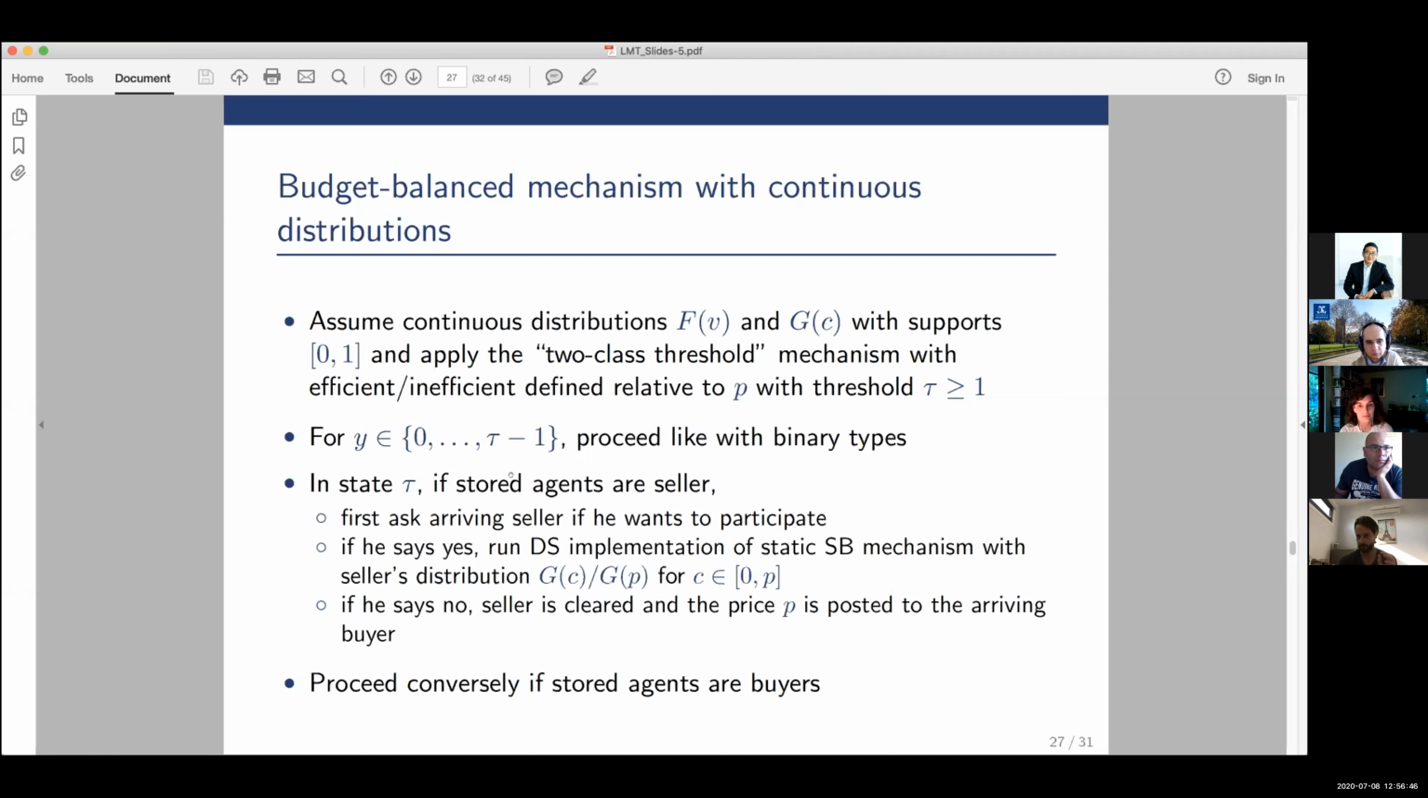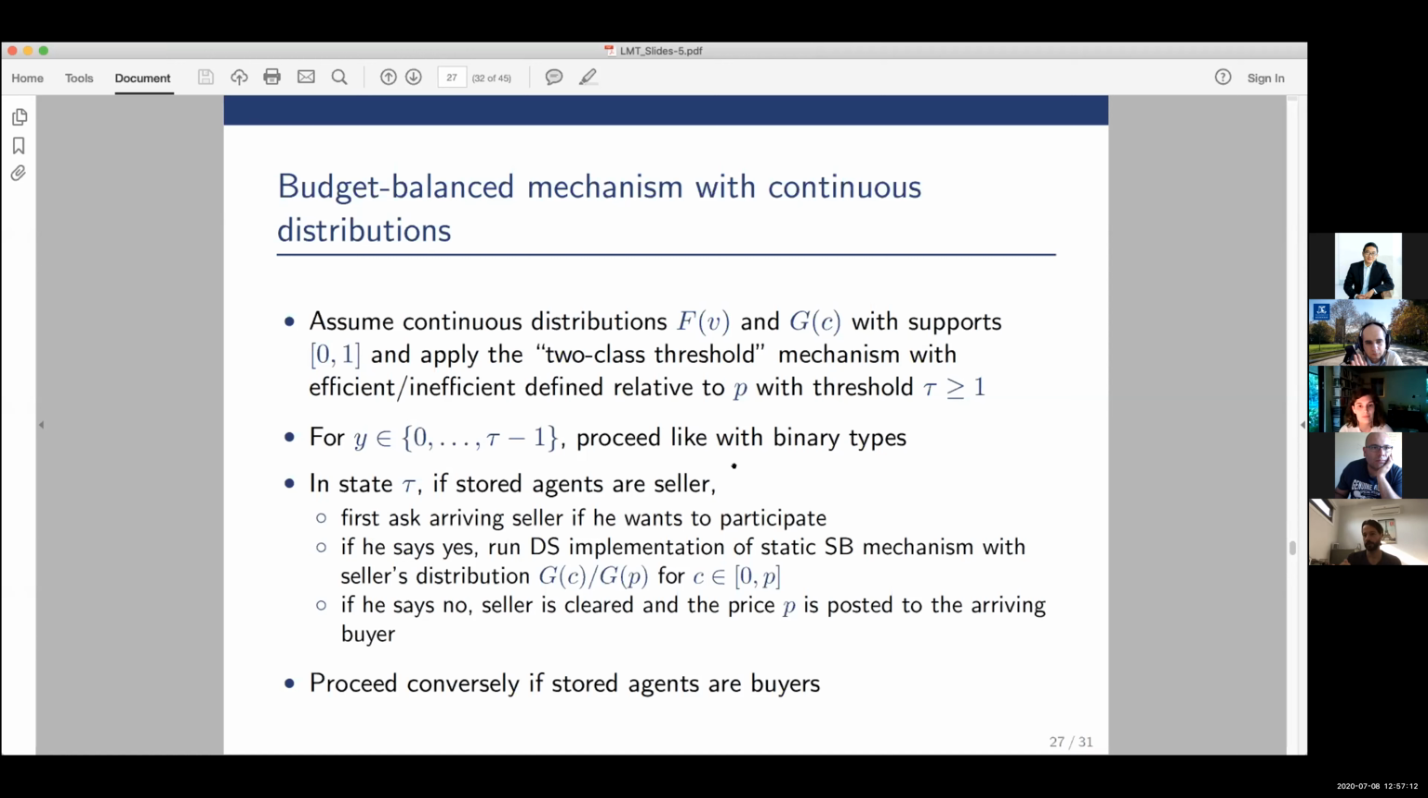Okay, so let me talk you through this, hopefully in enough clarity to demonstrate how things work. So consider state tau and assume things being symmetric. Let's focus on the case where the stored agents are sellers. So you have tau sellers stored.